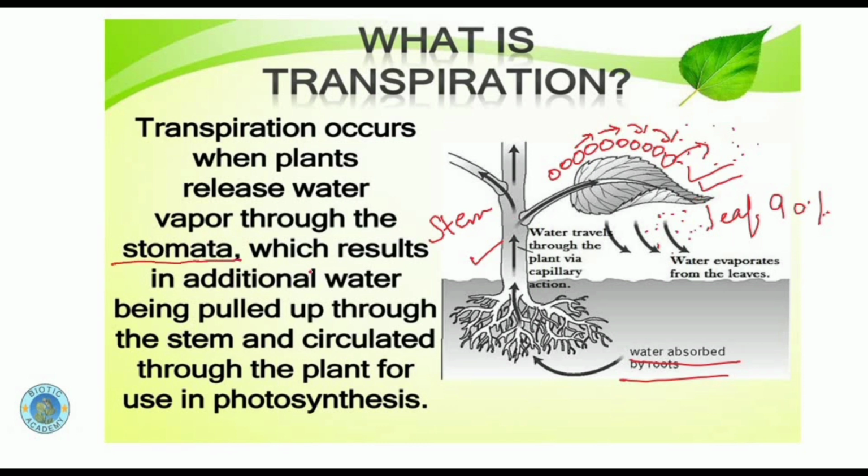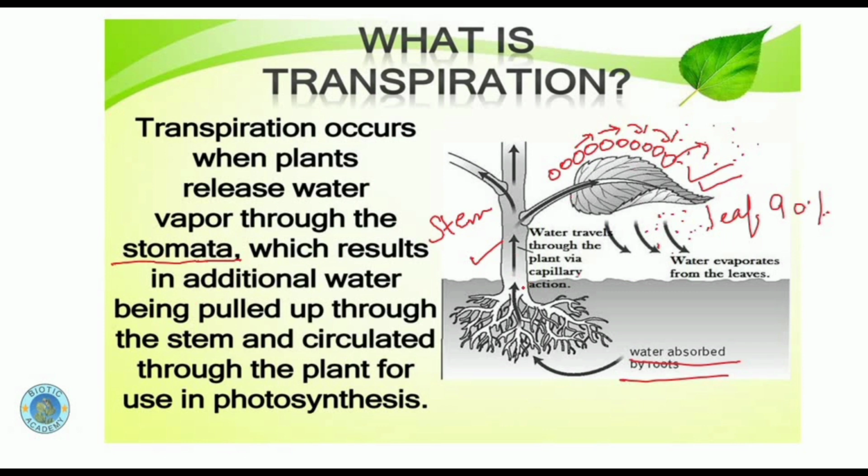Stomata, what are stomata? Stomata are small pores, small holes on the lower side and on the upper side of the leaf. Both sides of the leaves contain stomata, but more stomata are present on the lower side. These stomata are basically the openings through which the exchange of gases takes place, and the plant loses its extra water in the form of water vapors in the process of transpiration.